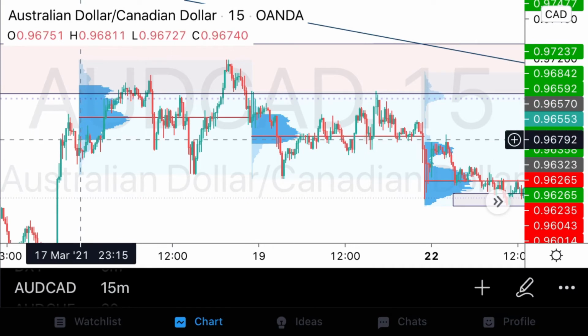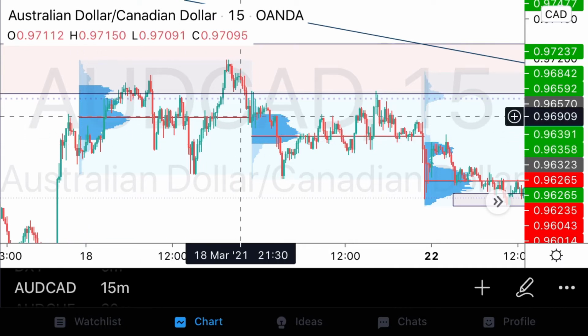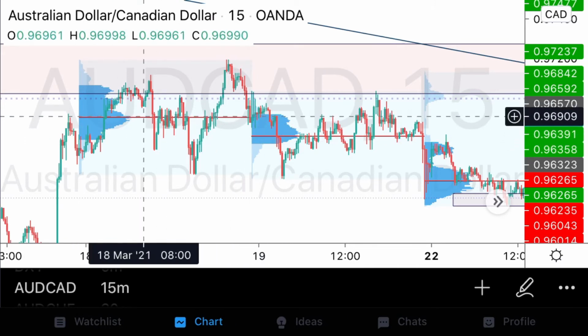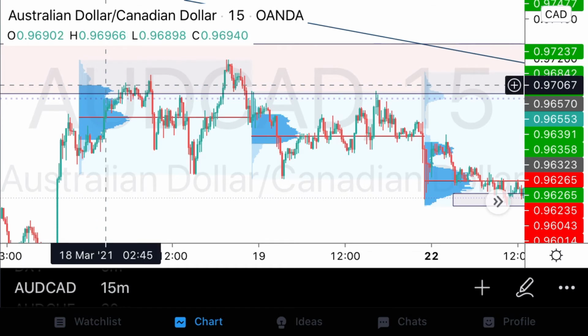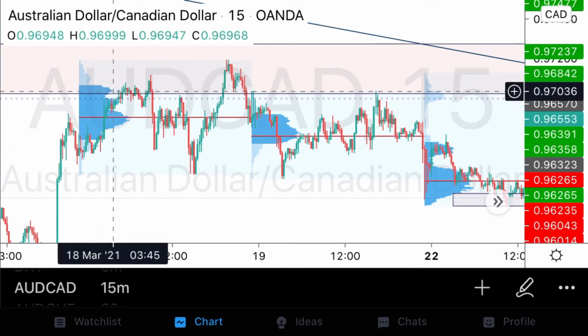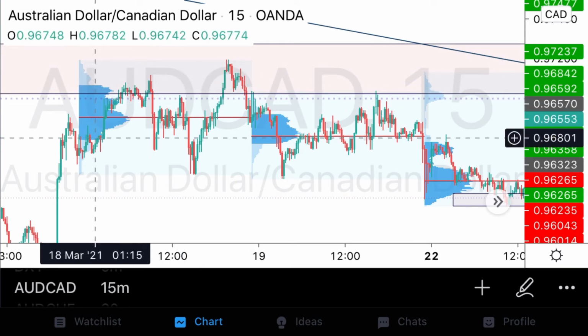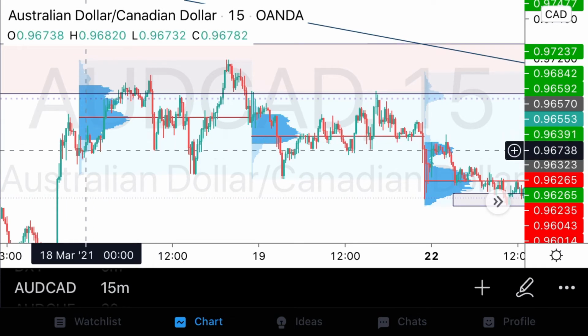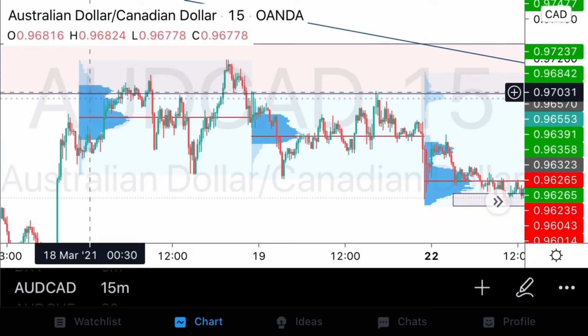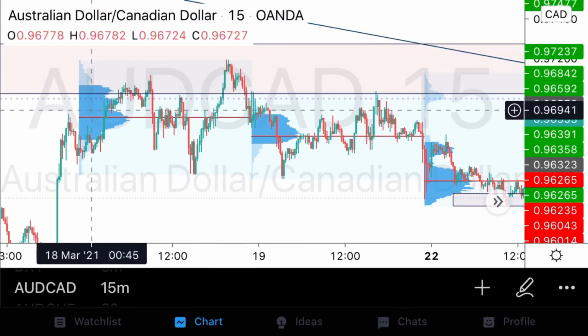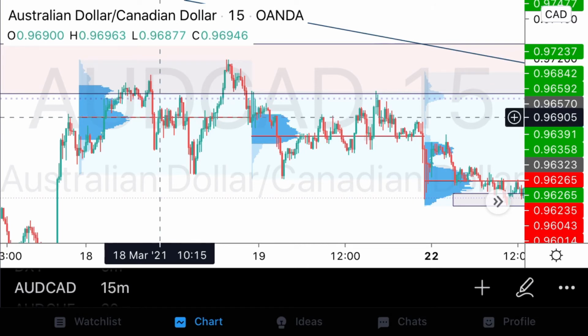This darker shade of blue denotes where more than 70% of the volume was traded within this day. That's where we'll see this dark blue section of the volume profile. And obviously the light blue is the remainder of the volume that was traded, the other 30%. And then we also have this red line going through there. This red line is the point of control.